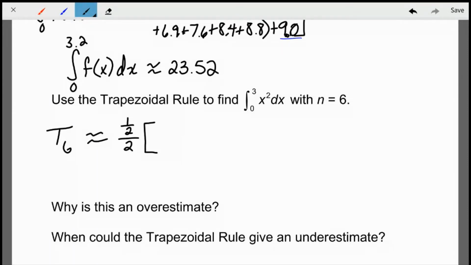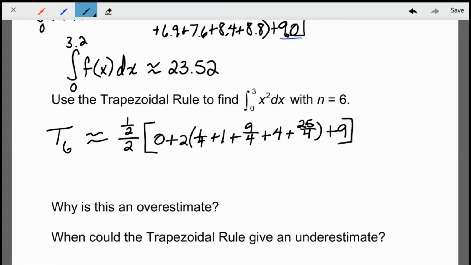So for the first subinterval, it goes from 0 to 1/2. At 0, x squared has a value of 0. Now remember, all these terms in the middle are going to show up twice. When I'm at 1/2, 1/2 squared gives me 1/4. When I'm at 1, 1 squared gives me 1. When I'm at 3/2, 3/2 squared gives me 9/4. When I'm at 2, 2 squared gives me 4. When I'm at 2.5 or 5/2, when I square that, I'm going to get 25 over 4. And then the last term, the right endpoint, would be when x is 3, that's going to give me a value of 9. Okay, so again, notice the first term and the last term are there once. All the other terms are in there twice because they show up within 2 of the trapezoids.